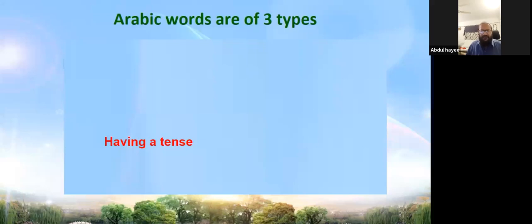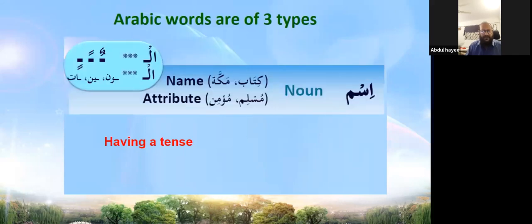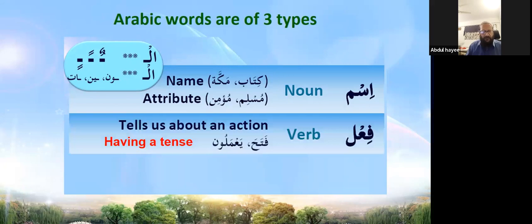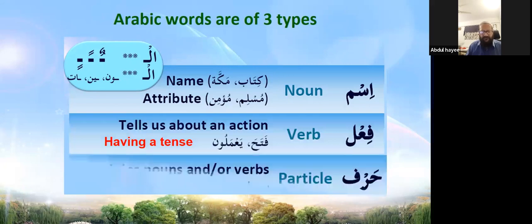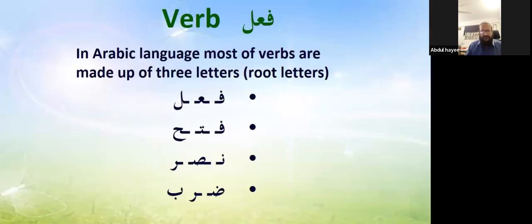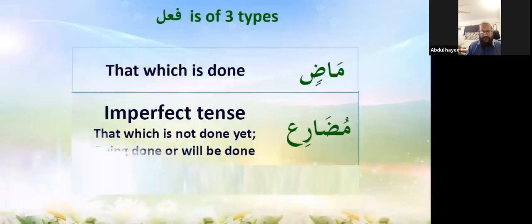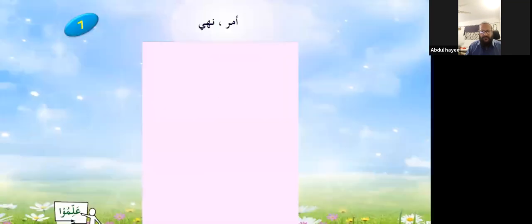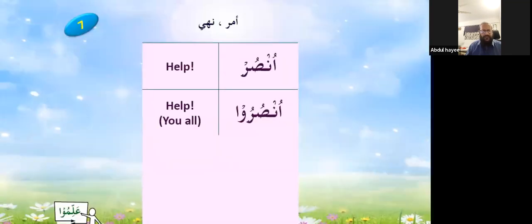Arabic words are of three types. You know them very well. One is called the ism, that is the noun, maybe a name or an attribute. Other is the fi'l or verb that must have a tense, and the harf or the particles. Then the verb, of course, verb is very important. And there are three types. One is the Madi, other is the Mudari, other is the Amr and Nahi. We are doing Amr and Nahi nowadays.